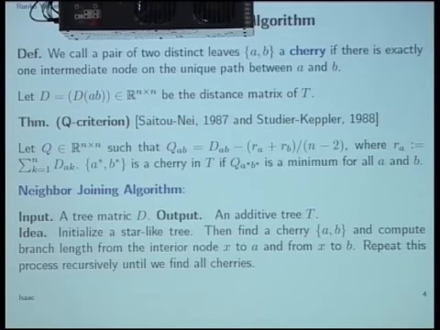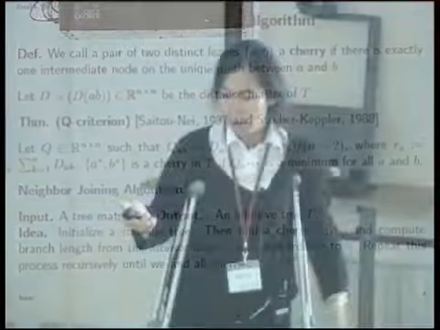Okay, so a quick outline of the algorithm: the input is the tree matrix and the output is the additive tree. We initialize a star-like tree, then find a cherry using this Q criterion, compute the branch length from the interior node to each leaf, and repeat this process until we find all cherries.